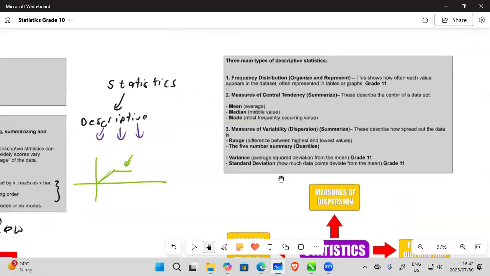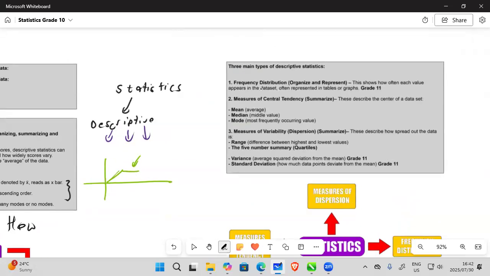Okay, yes. So that's that. Under frequency distribution, we're going to use tools from there. Under measures of central tendency, this is what you should remember: mean, median, and mode. Mean is basically the average. Median is the middle value. Mode is the most frequently occurring value. Right. So those terms come from this big topic called measures of central tendency.